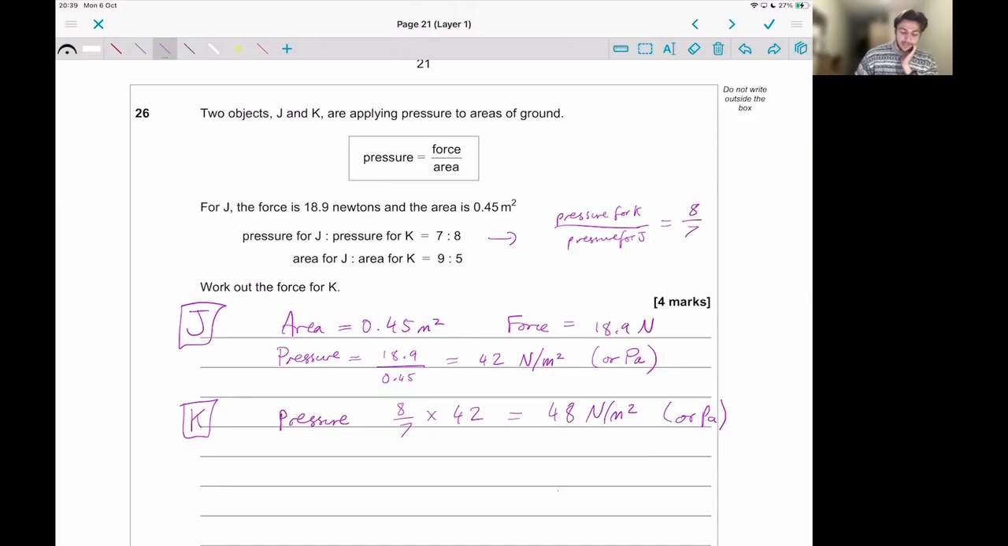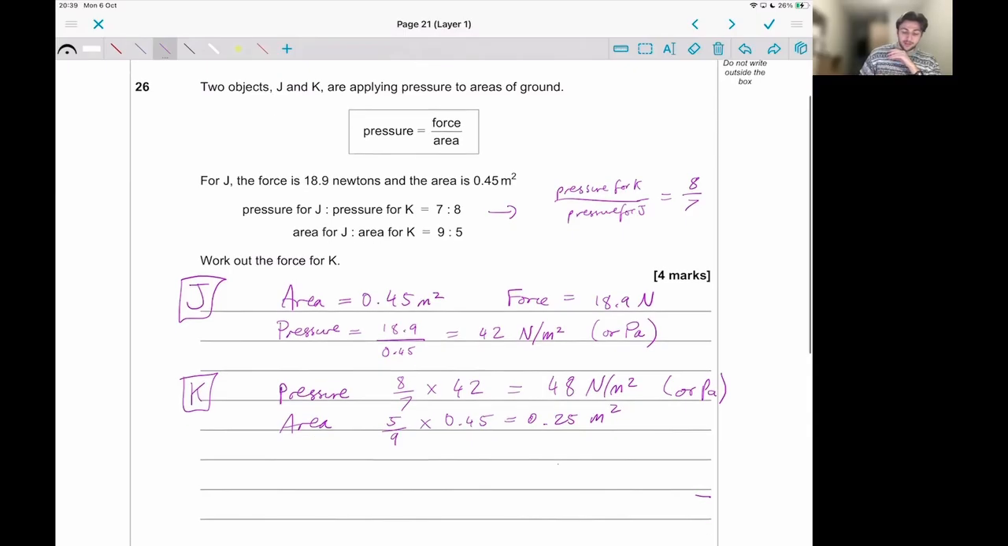Then we can look at the area. So again, we're told that the area, using the same method, is going to be 5/9 times the area of J, which is 0.45. And that's going to give us 0.25 meters squared when we do that in our calculator.